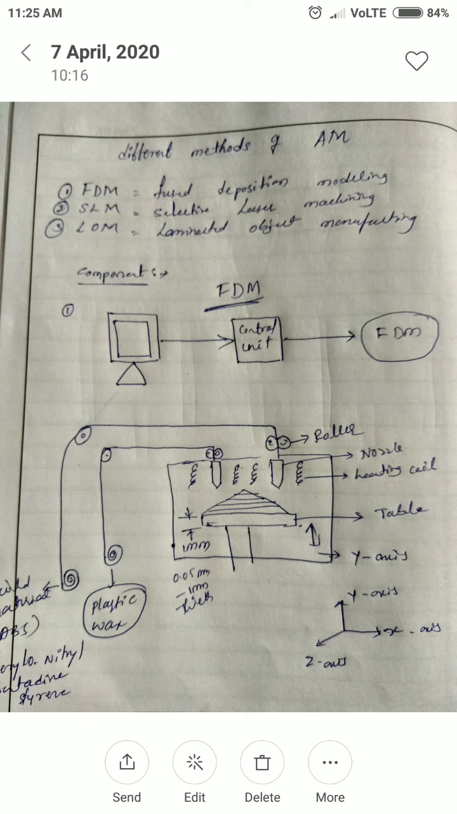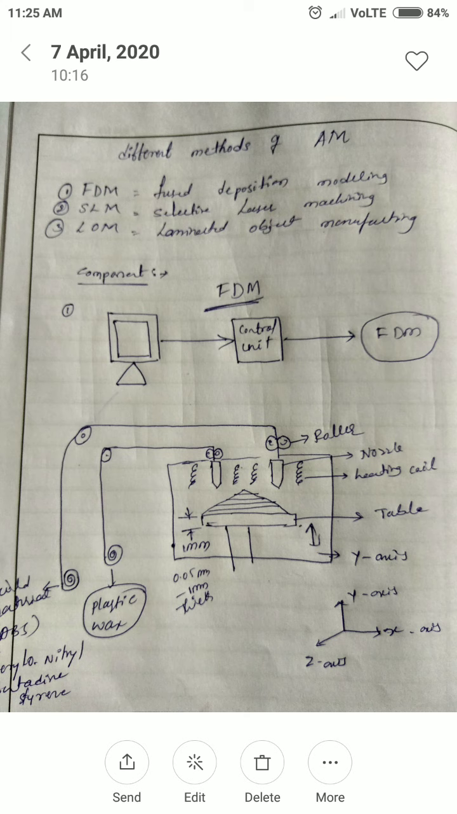That concept is called FDM, fused deposition modeling. Just observe the slide. I would like to explain the components. Generally in additive manufacturing, you have to keep in mind that one computer will be there, with 3D software. Then next is the control unit.